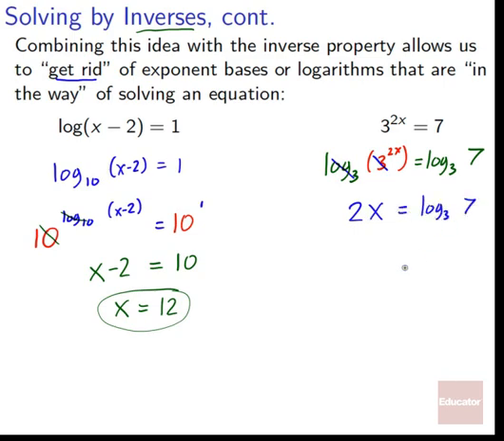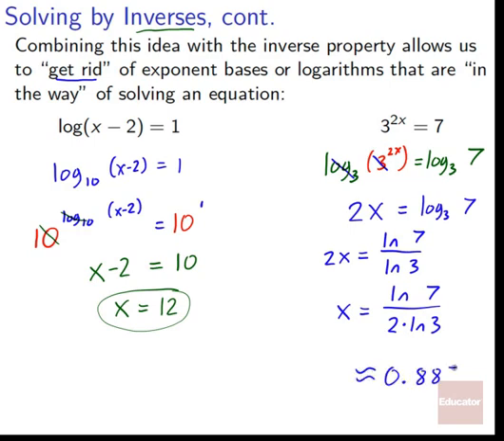Now, log base 3 of 7 is still correct, but if we actually want a decimal version with a calculator, we'll have to turn it through change of base. So let's take natural log. I like natural log. So natural log of 7 over natural log of 3. Remember the change of base formula that we talked about in the previous lesson. X equals, now we're dividing by 2 on both sides, so it'll show up in the denominator, 2 times the natural log of 3, which will wind up working out to approximately 0.8856.